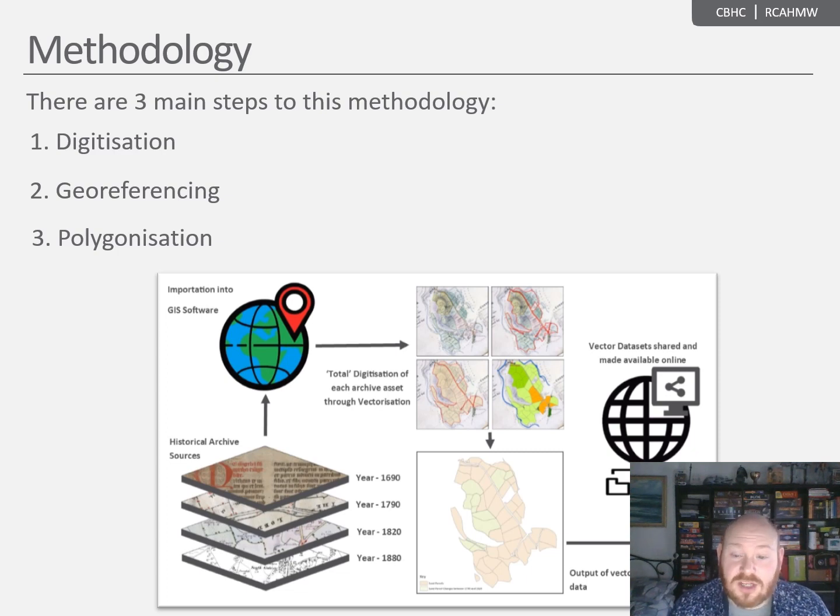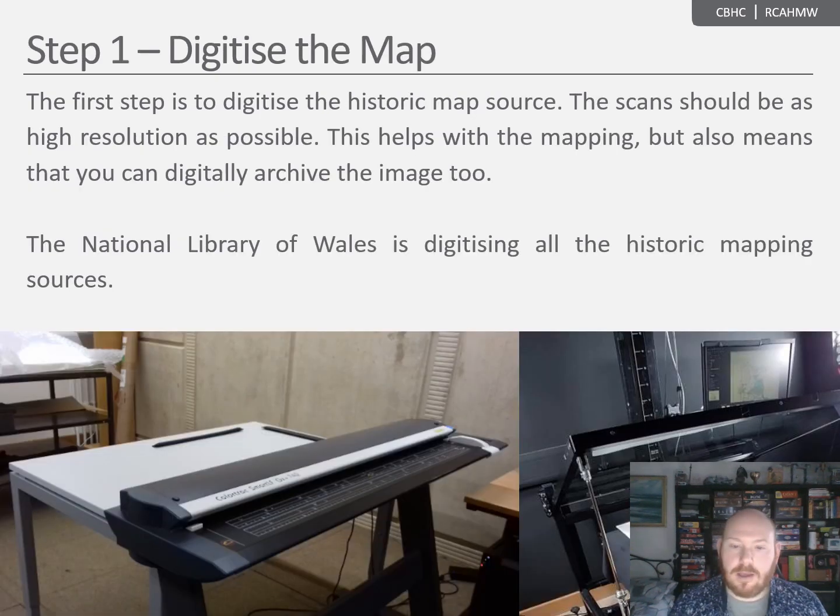So the methodology has three main steps to create this deep map. The first is digitization, the second is georeferencing, and the third is polygonization. The first thing we do, once we've identified the mapping sources that we want to use, is to get those maps from the archive and digitize them into a digital format.